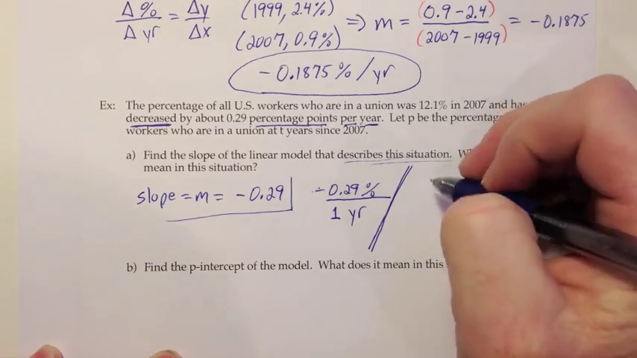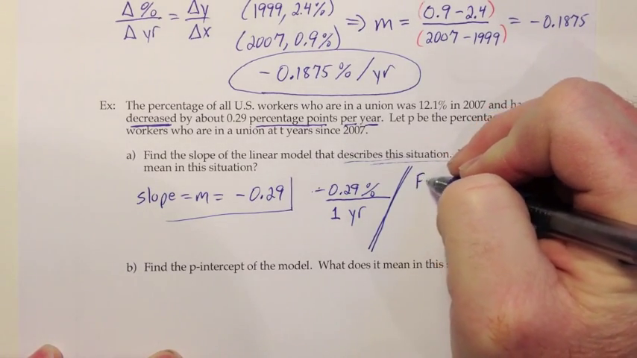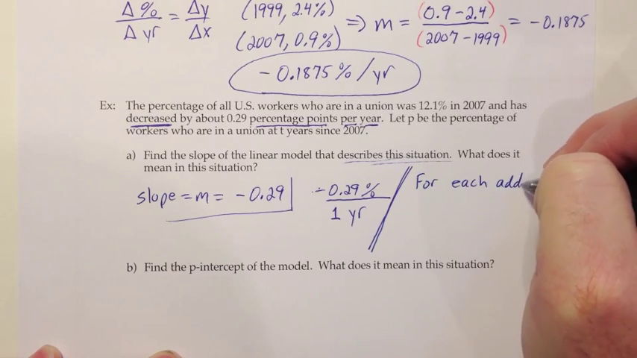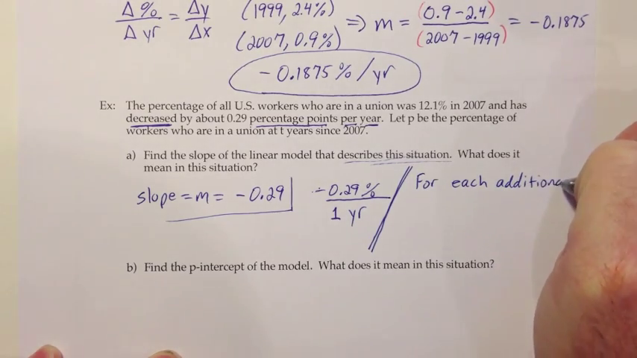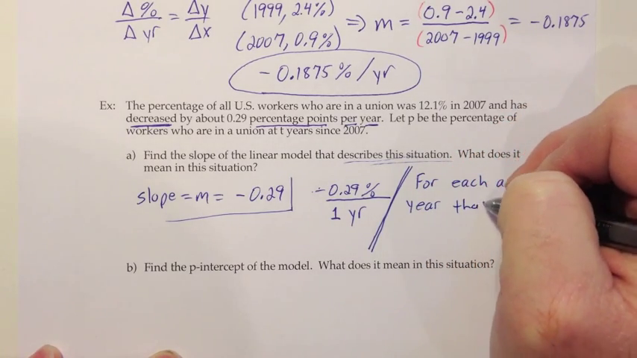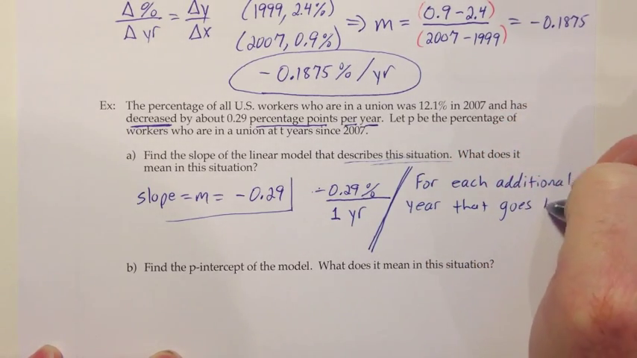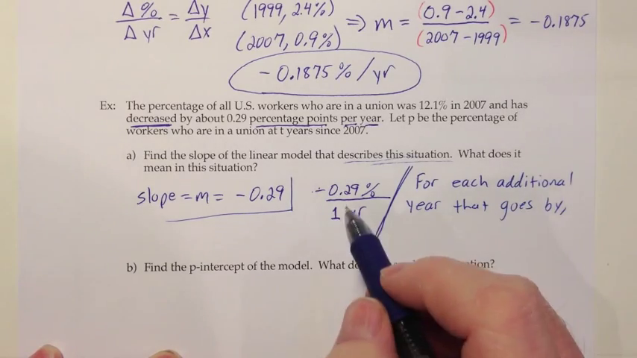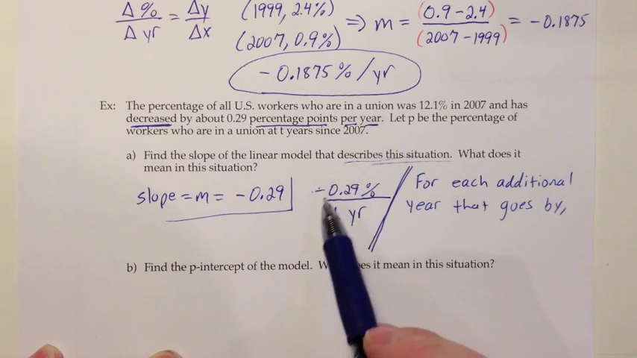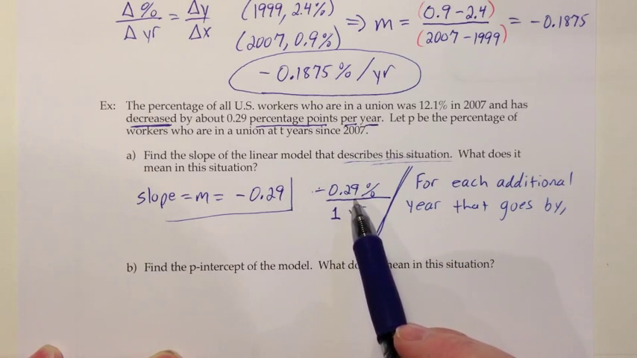So let's go ahead and try and write that out. For each additional year that goes by, reading the bottom, and then switching up to the top, what's happening to the percentage of workers who are in a union? It's going down by 0.29%.